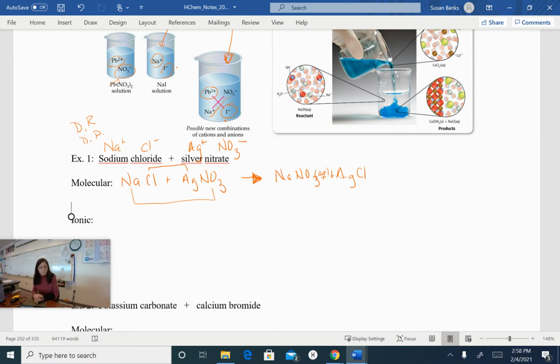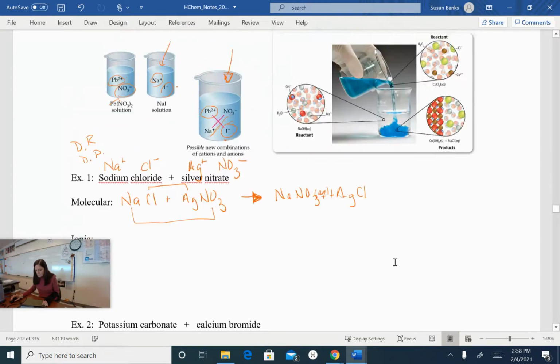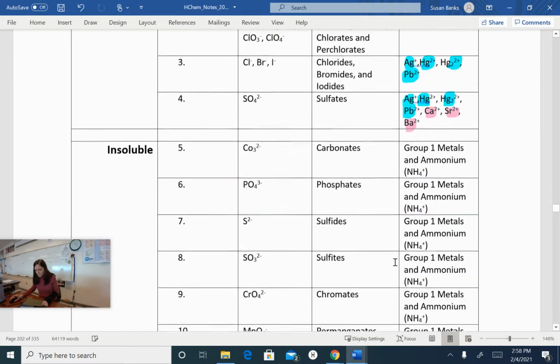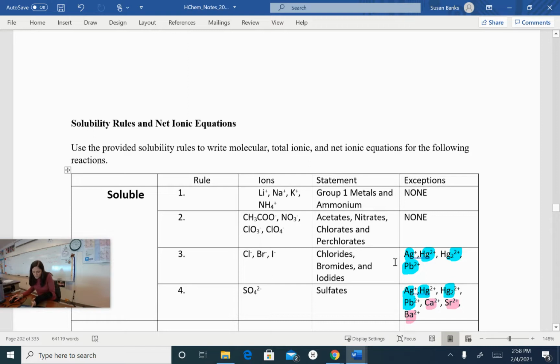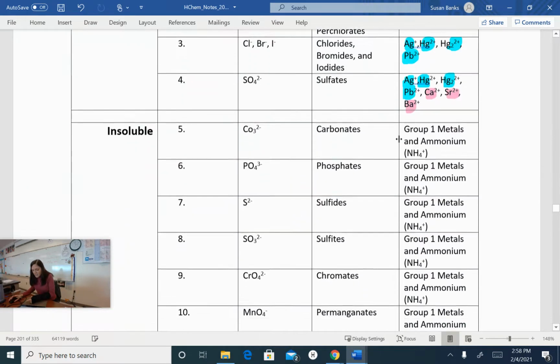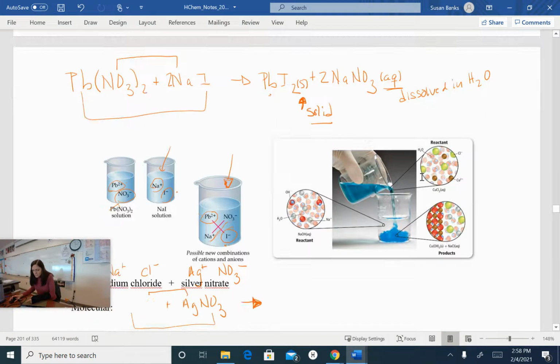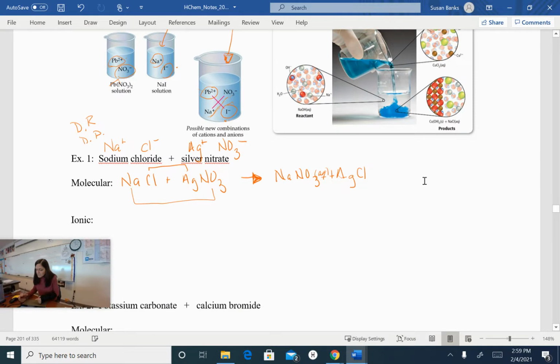Would you agree? And then, we don't have any rules about silver, but we sure do have a rule about chloride. Now, if I go to my rule about chloride, chlorides are all soluble except for silver, mercury, or lead. I have that bound to silver. So that means because it's bound to silver, it is going to precipitate out. It is not soluble. It's going to be a solid.